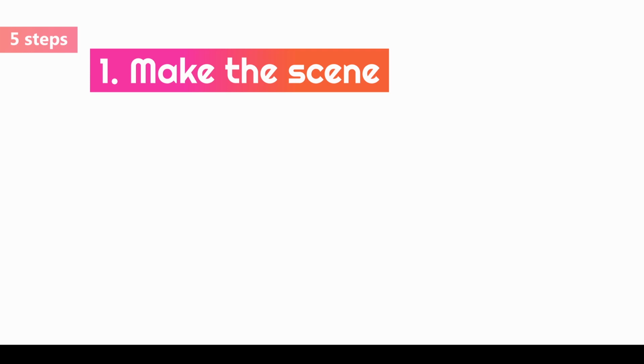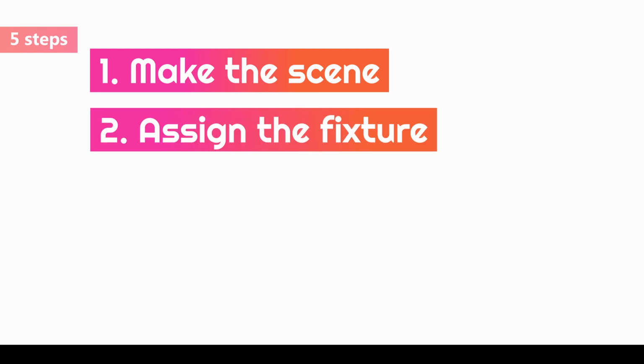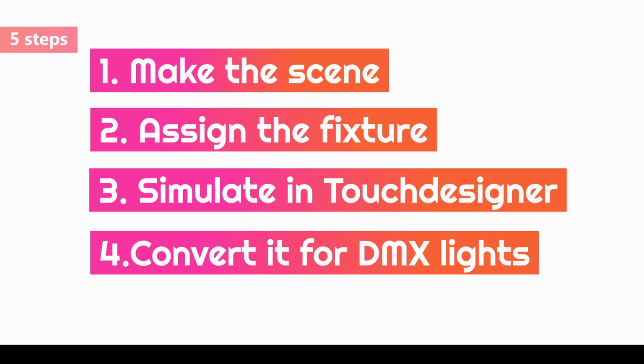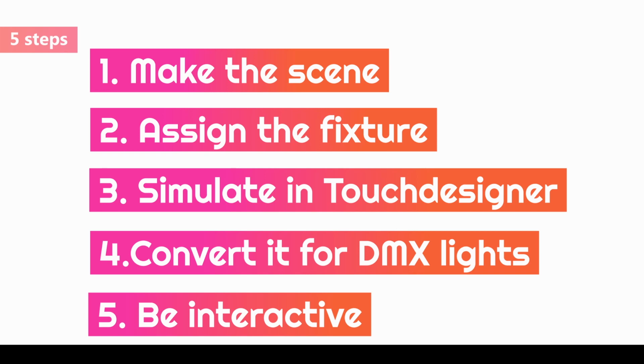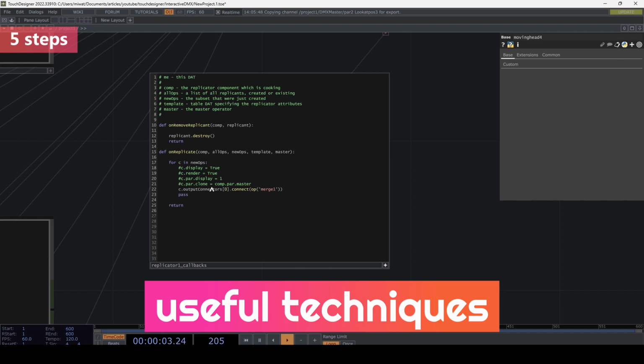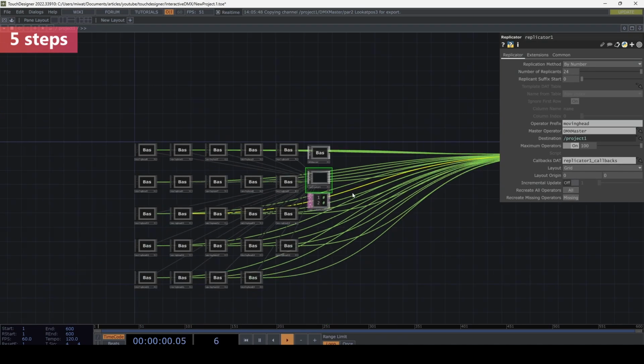So we have 5 steps. One, make the scene. Two, assign the fixtures. Three, simulate in TouchDesigner. Four, convert it for DMX lights. Five, be interactive with human movement. I also show a useful technique as a spice. So have fun in my tutorial.